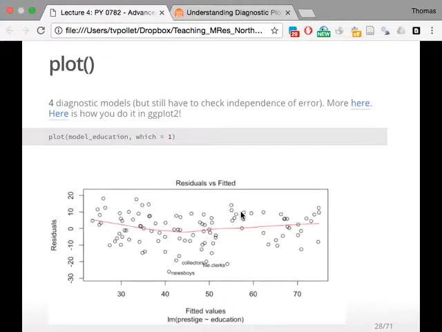Now we can also get 4 diagnostic plots directly from the model you've just run, and that's simply by using the plot command. So you remember that we made this model, education, and if you don't put in which, it will print all 4 at once, but I've put in which to print them sequentially so we can evaluate them step by step.